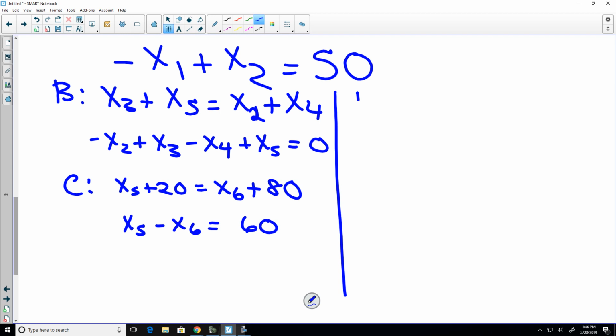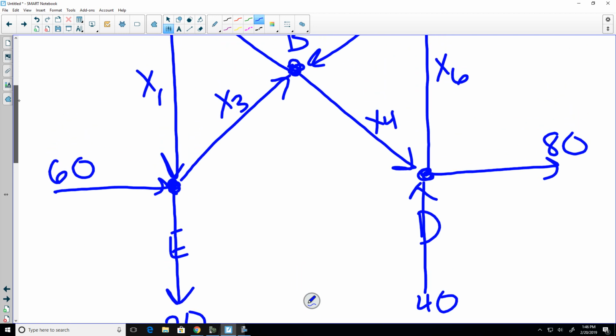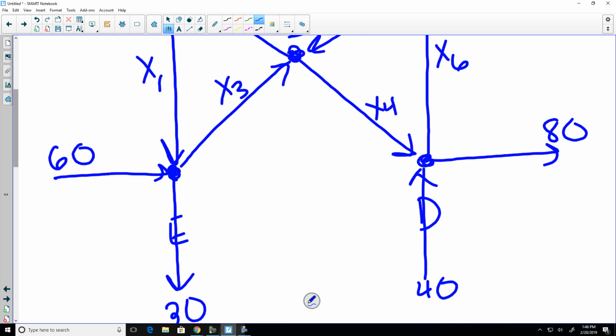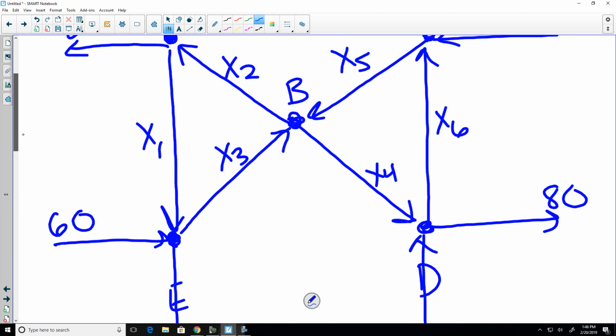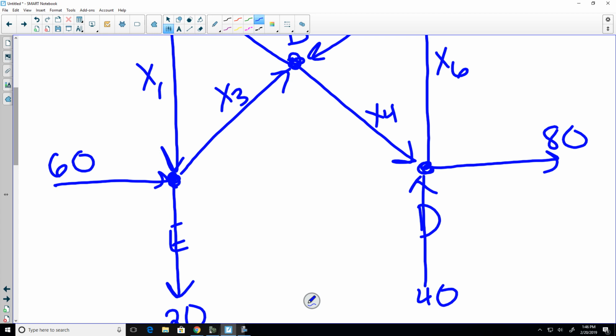Let's do D and E right here. So D, bottom right. x6 is coming out, and 80 is coming out. x4 is going in, and 40 is going in. So x4 plus 40 equals x6 plus 80.